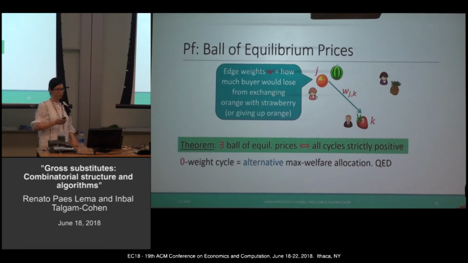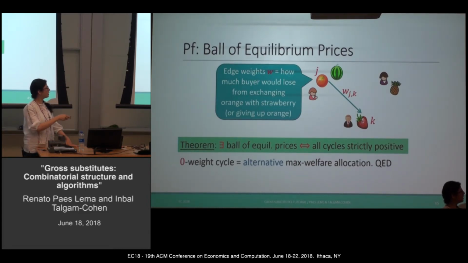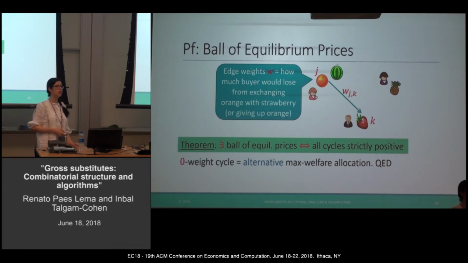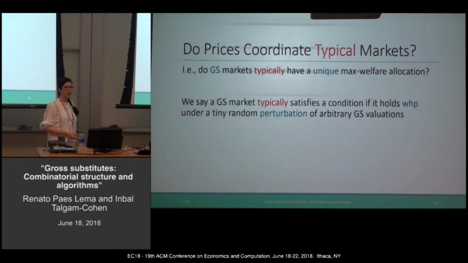And this completes the proof because it means that all cycles are strictly positive, and so I have a ball of equilibrium prices, which is enough for robustness of prices, as we saw. OK, sorry. So this is a sketch. OK, any questions about that?